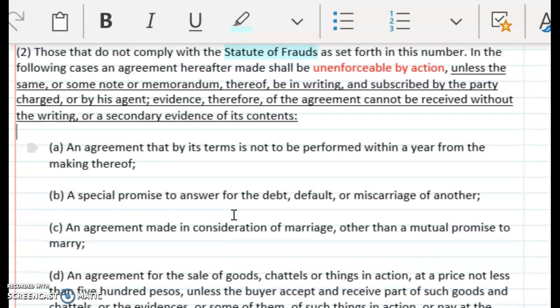Next, a special promise to answer for the debt, default, or miscarriage of another. Now here, any special promise to answer for the debt is required to be in writing or to be evidenced by some note or memorandum signed by the promisor to be enforceable against the latter. Thus, the contracts of guarantee and suretyship are covered by the statute. Okay, it must be in writing.